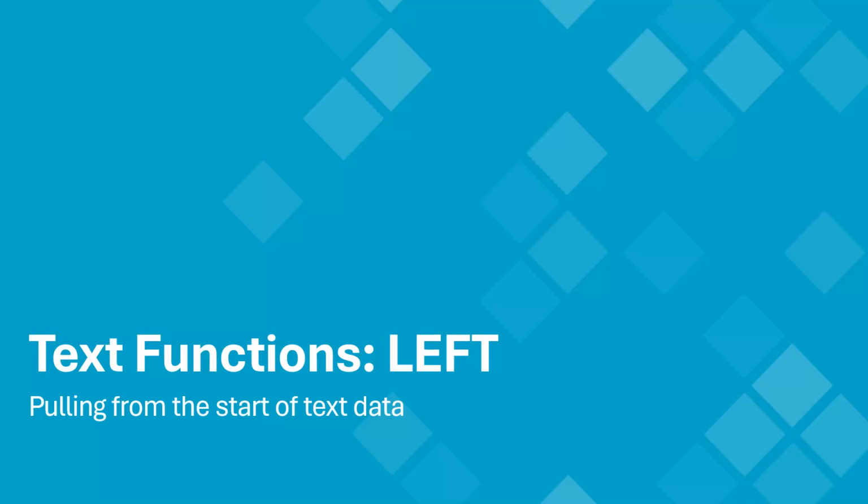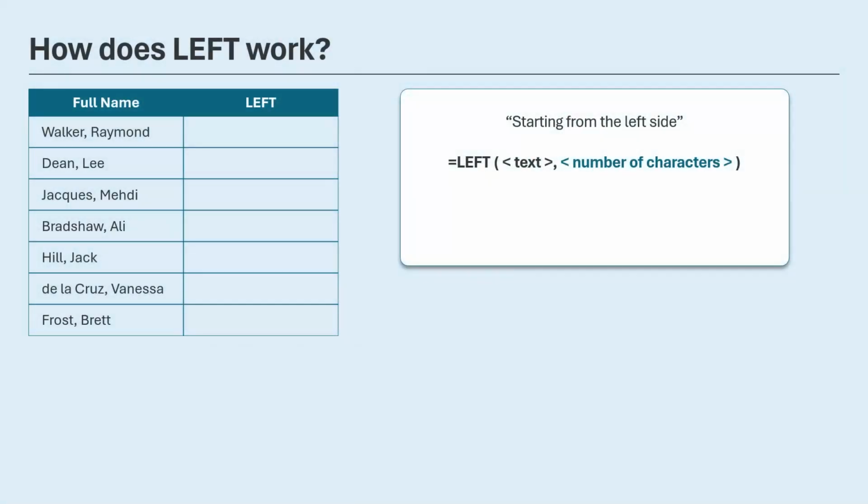The left function in Excel is one of the older of the family of text functions you would use to split apart and put text back together again. Specifically, the left function is pretty easy to understand because the way that it does its job is right in its name. If you have some text, like somebody's name, for example, and you say, hey, I would love to use the left function on it, the concept is that you would start on the left side of that text. So Raymond Walker and Lee Dean and Mehdi Jacques and everybody else, we start on the left side.